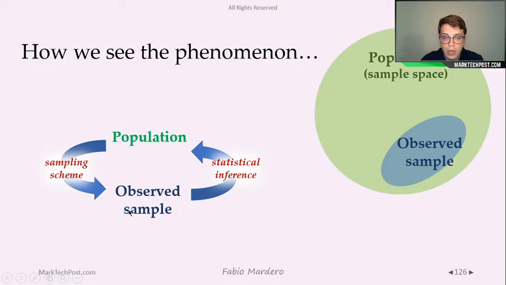Our goal now is to use statistics. So far we have talked about probability in the population. Now we talk about statistics, and statistics will bring us from the observed sample to the population. That's statistical inference.